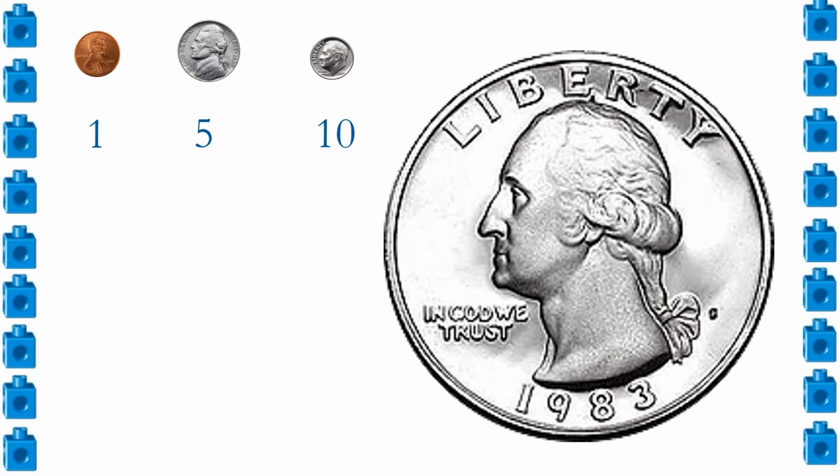Now, the quarter is worth 25 cents. This is the biggest coin that we have so far. On the front, on the head side, we have George Washington. We've seen him on the dollar bill. We've seen the Washington Monument, and we've seen his face on Mount Rushmore. And we also talked about him when we talked about the inauguration.